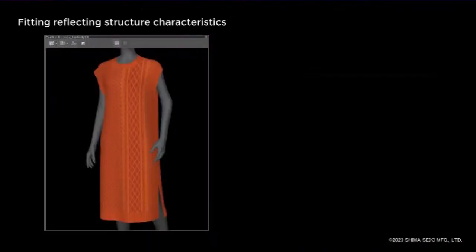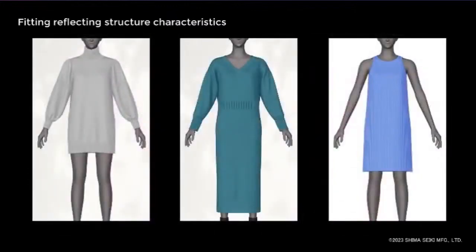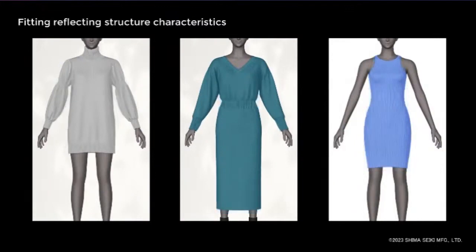Here, let me introduce one of the latest and greatest features of APEXFiz. After arranging the structure patterns, if you update the fitting, the silhouette will change according to the structure patterns applied. This time, the area where the rib, purl, and moss stitches are used have shrunken. It is the proprietary technology of APEXFiz that can perform fitting that takes into account the characteristics of structure patterns.